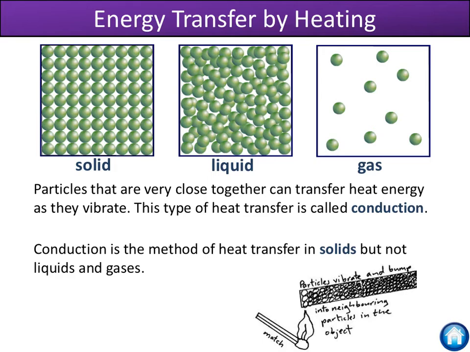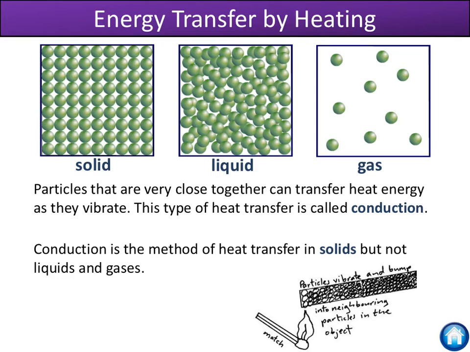We're going to spend a little bit of time just looking through methods of heat transfer on the next few slides. The first method of heat transfer that we're going to look at is called conduction. Conduction occurs in solids, and that's one of the only states of matter where conduction does occur, because the particles are very close together, so they can transfer heat energy as they vibrate and collide into one another. As I said, this type of energy transfer is called conduction.